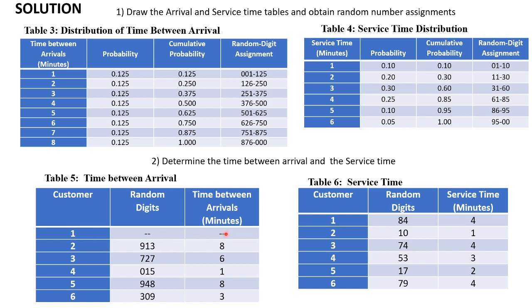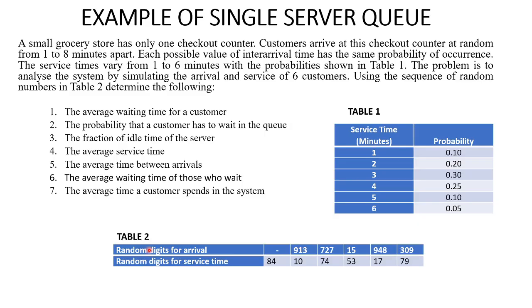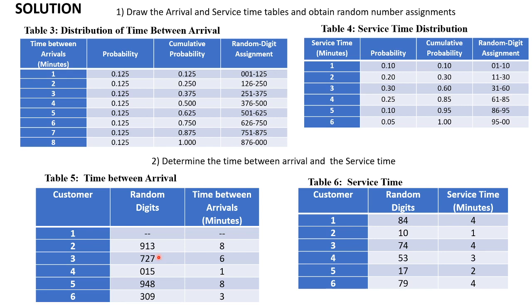So we put dash there, so we don't assign any random number to it. The second customer comes in, and the random number assigned to it in this case is 913. So we have 913, 727, 15, 948, 309. It follows in that order to the end.